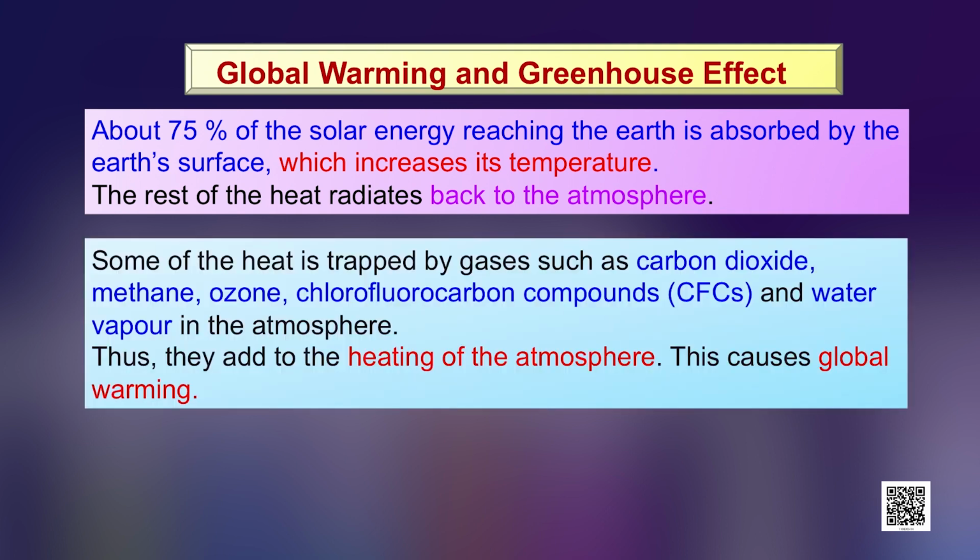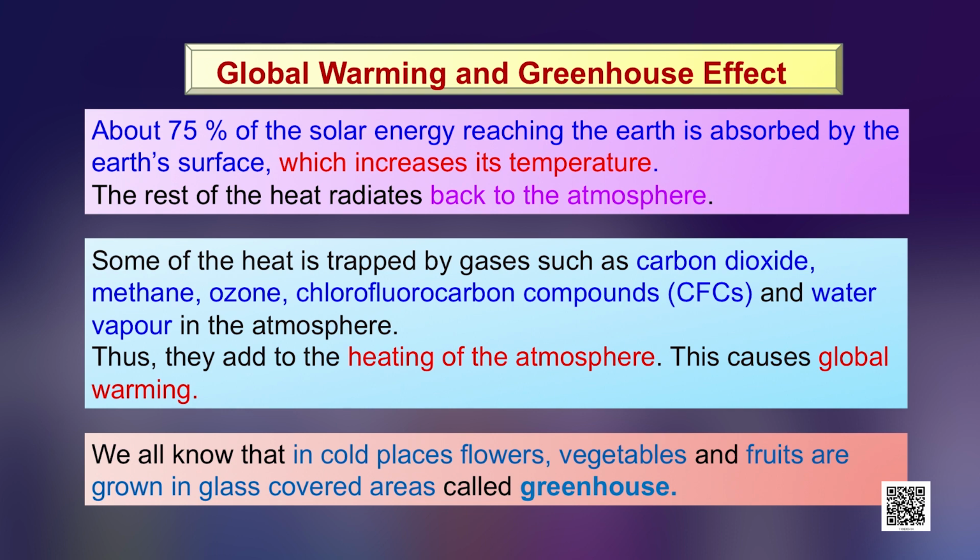Some of the heat is trapped by gases, that is carbon dioxide, methane, ozone and CFCs, which are chlorofluorocarbons, and also by the water vapor in the atmosphere. Thus, these gases add to the heating of the atmosphere, causing global warming.